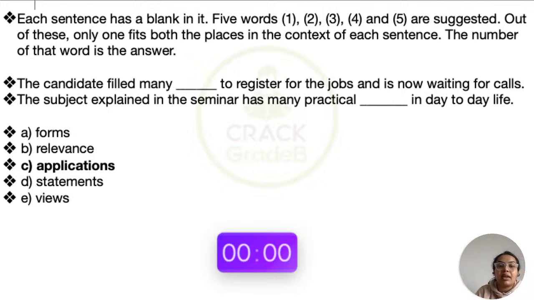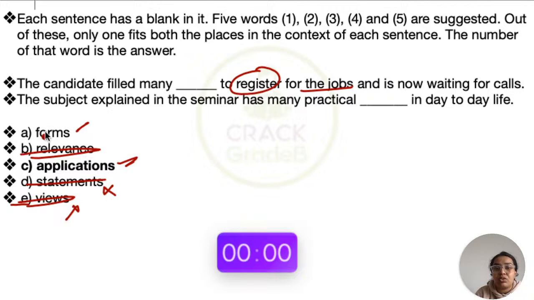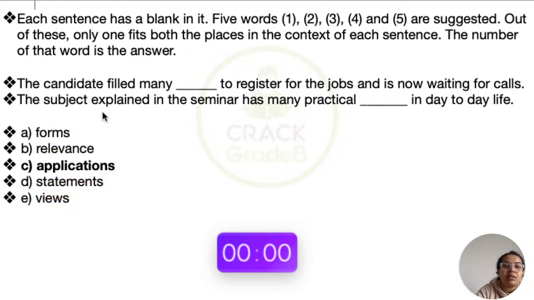Applications. The candidate filled many applications to register for the jobs. You can fill forms, applications, because many is there so plural will come, but he cannot fill statements, views for the job. So out of this, from the first, I'm sure that there are just two words now contending for the second one. Subject, explain the seminar has many practical applications. That means usage. And that's why C is your answer.